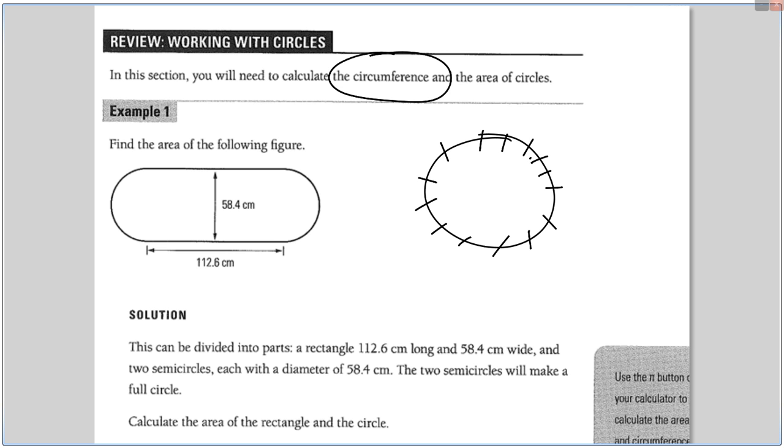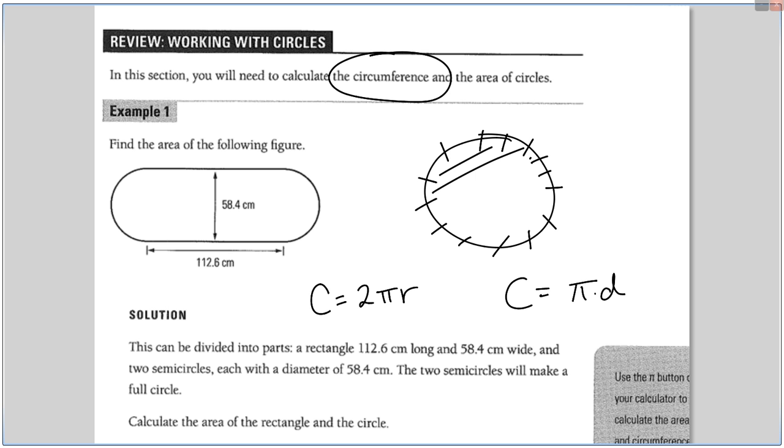So scan your yellow document on the back page. Where's the circumference formula? You have two choices. Circumference is 2 pi times the radius, or circumference is pi times the diameter. So you have two choices, and both of those are on your yellow sheet.